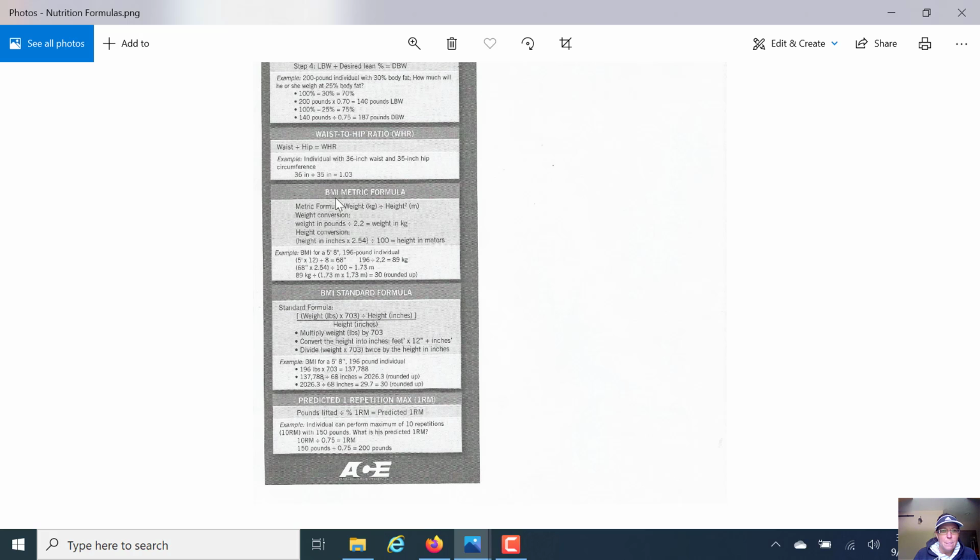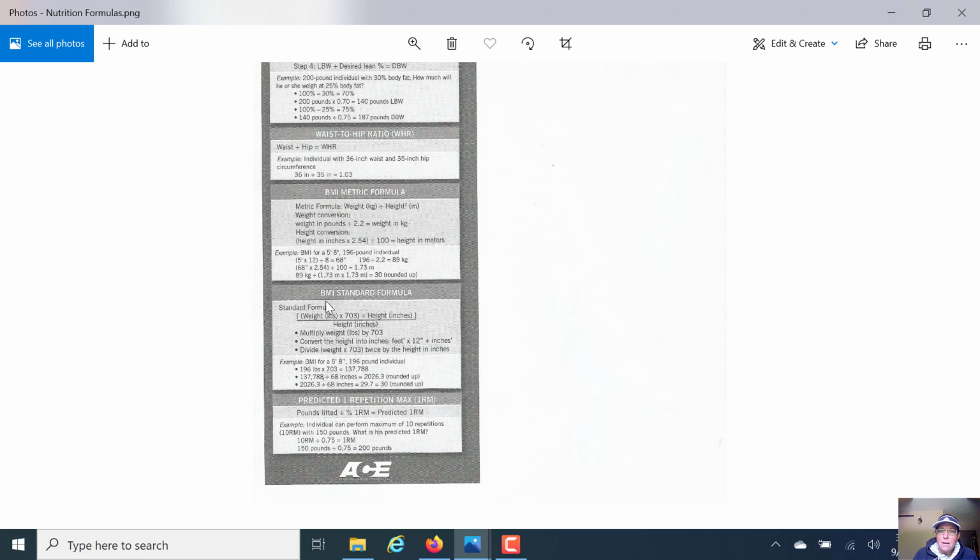BMI, the metric formula for body mass index, is your body weight in kilograms divided by your height in meters squared. So that is your metric formula. You can see the example of a person being 196 pounds and 5'8". Using that formula, they calculated a BMI of 30. So remember, anything over 30 is considered obese.